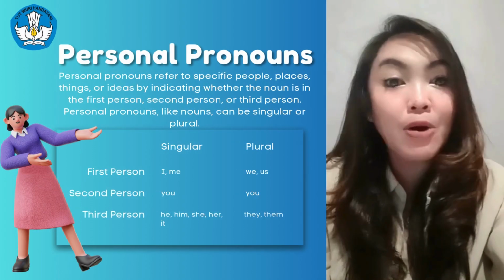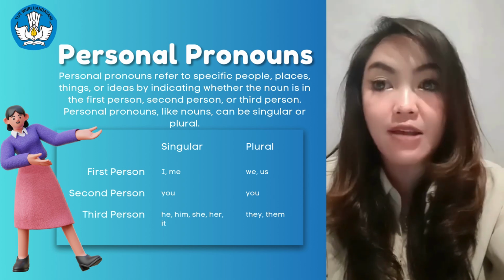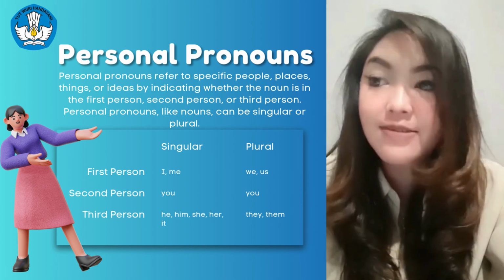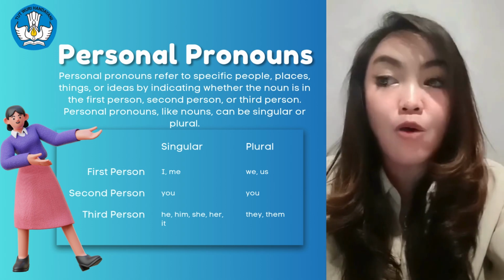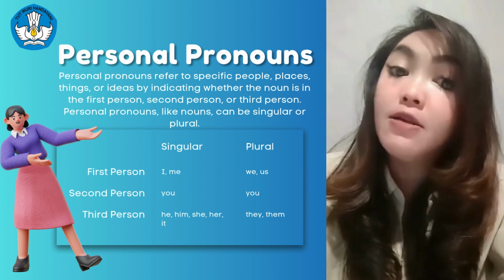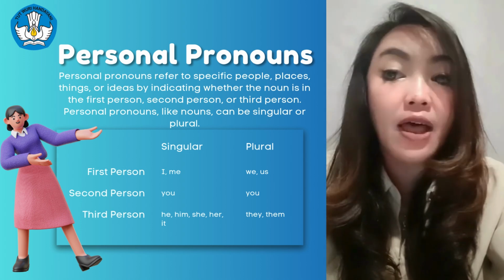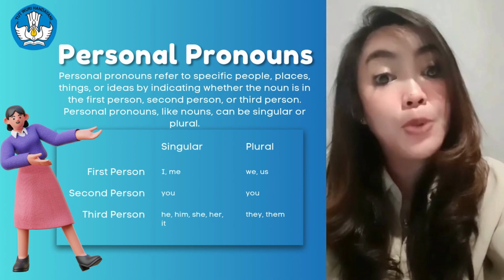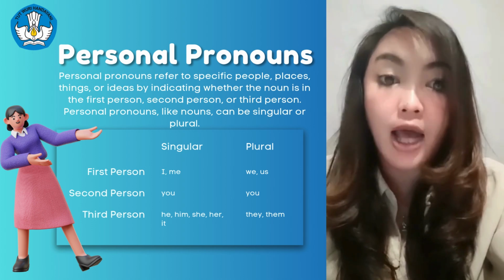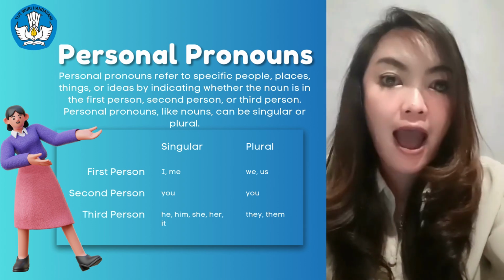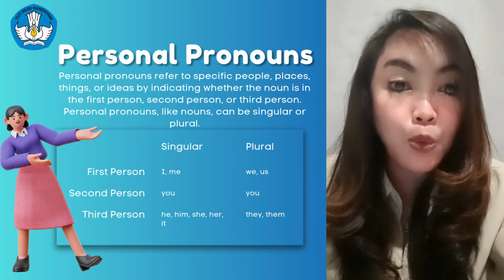Okay, now take a look at the personal pronouns. Personal pronouns refer to specific people, places, things, or ideas by indicating whether the noun is in the first person, second person, or the third person. Personal pronouns, like nouns, can be singular or plural. Jadi untuk personal pronouns itu bisa mengacu kepada orang, tempat, benda, ataupun ide gitu ya. Dan ini bisa dalam bentuk orang pertama, orang kedua, maupun orang ketiga.